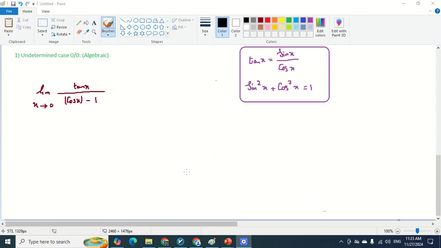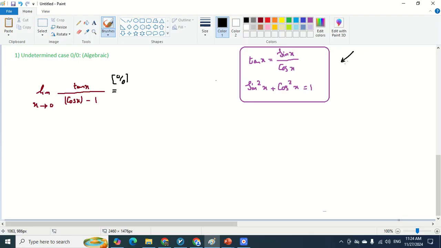So as you can see in this example, we have limit of tangent x over cosine x minus 1 when x tends to 0. And as you know, the tangent of 0 is 0 and cosine of 0 is equal to 1. So by substituting the value in the limit, you will reach the case of 0 over 0. So over here we will use these two identities only. I mean, we just need these two identities, that the tangent is sine over cosine and sine squared plus cosine squared is equal to 1.